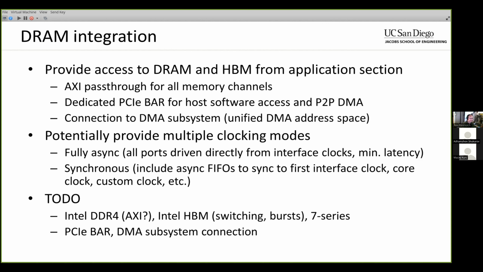One of them is just providing the AXI stream pass through from the memory controllers at the top level all the way down into the application section. But eventually, what we want to do is provide some infrastructure as well inside of Corundum that can be used to connect the memory controllers to a PCI Express bar that can be used for host software access and PTP DMA, as well as a connection to the DMA subsystem, such that you can mix and match buffers that live in host memory and buffers that live in on-card memory, and it'll do the right thing transparently without having to jump through any additional hoops.